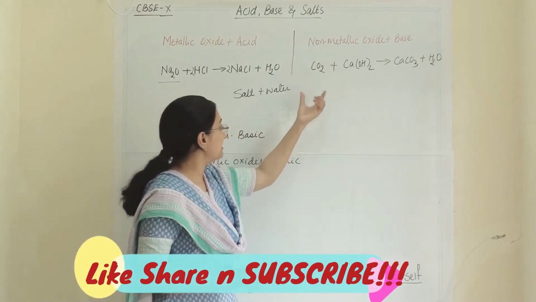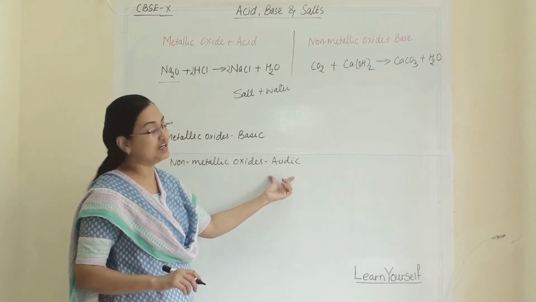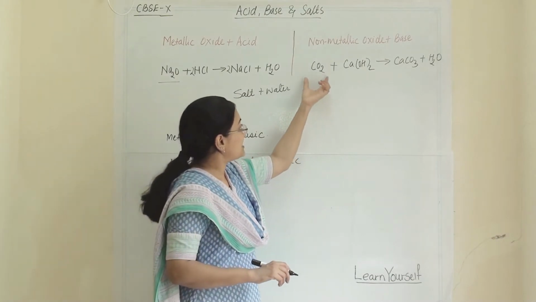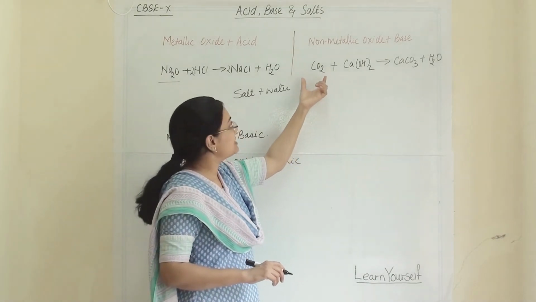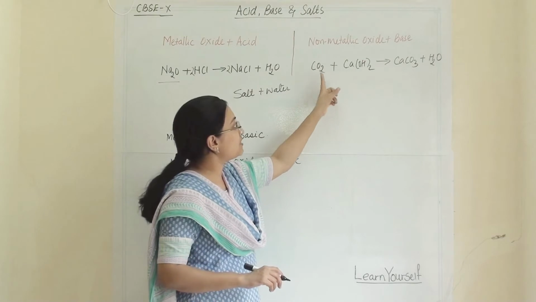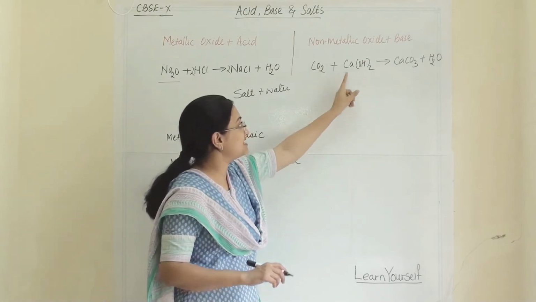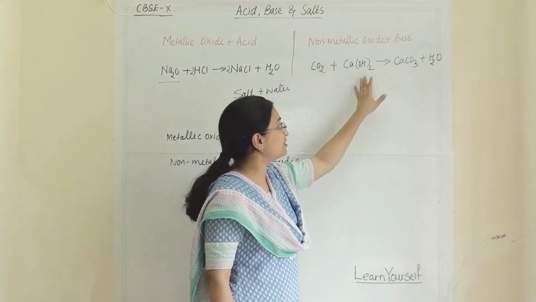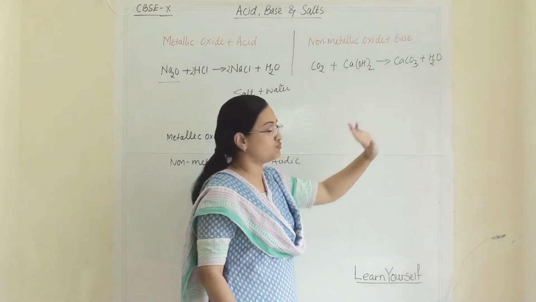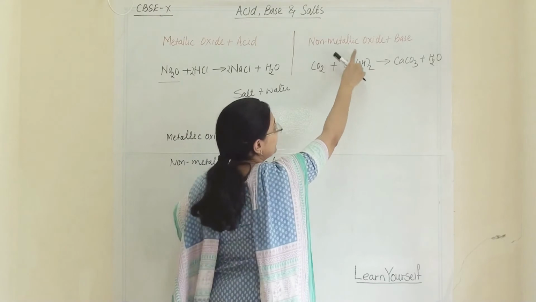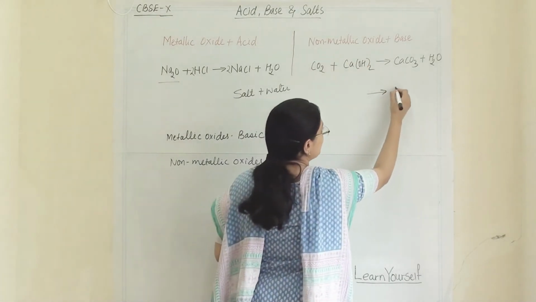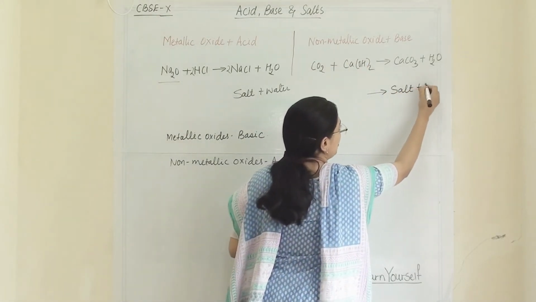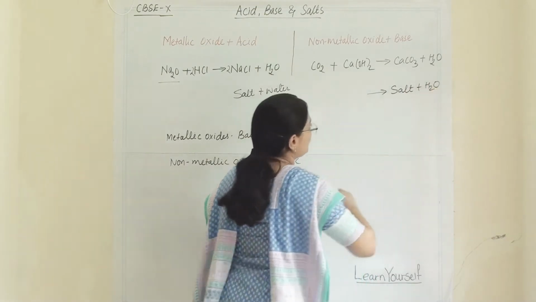Similarly, non-metallic oxides are acidic in nature. So the acidic nature's compound, that is non-metallic oxide, that is carbon dioxide, is reacting with base. Calcium hydroxide is base. So when it is reacting with base, we will get salt plus water. So here also, when non-metallic oxide is reacting with base, we will get salt plus water.